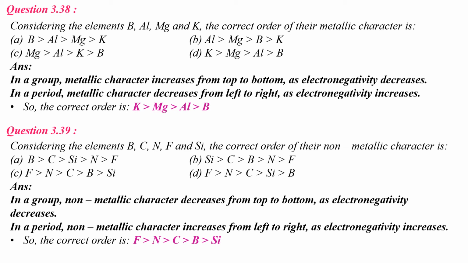However, within a group, the electronegativity decreases and hence metallic character increases from top to bottom. So, aluminium is more metallic than boron. Therefore, the correct sequence of decreasing metallic character is potassium > magnesium > aluminium > boron. So, option D is correct.